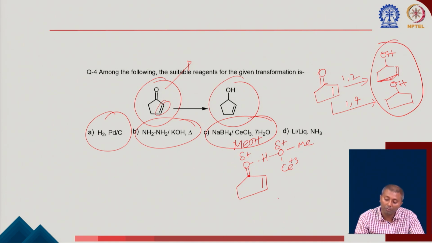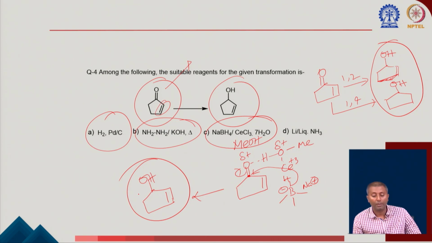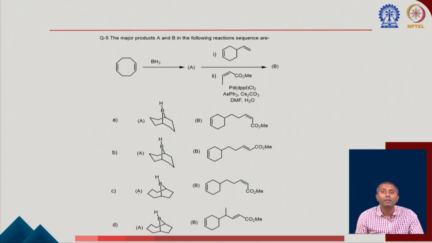So now the sodium borohydride, the H minus, this H minus is going to selectively act on the carbonyl group. So you will end up only forming the desired product, which is the allylic alcohol. Okay. Let's see the next problem.